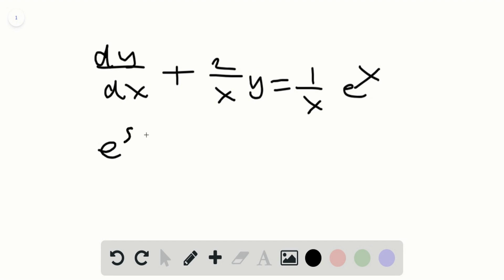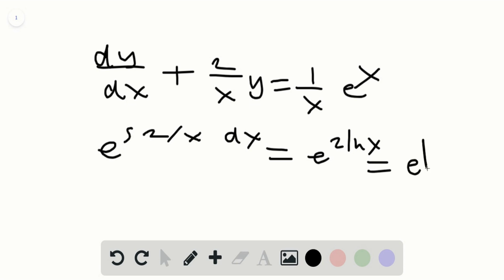to the integral of p of x, e to the integral of 2 over x dx. Integrate it, e to the 2 natural log of x. This is equivalent to e to the natural log of x squared. Remember, e to the natural log is 1. We get an integrating factor of simply x squared.